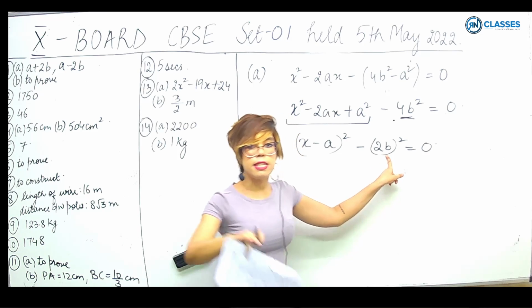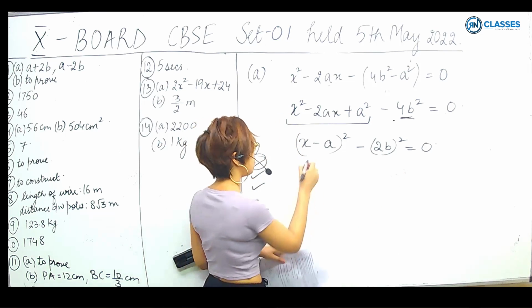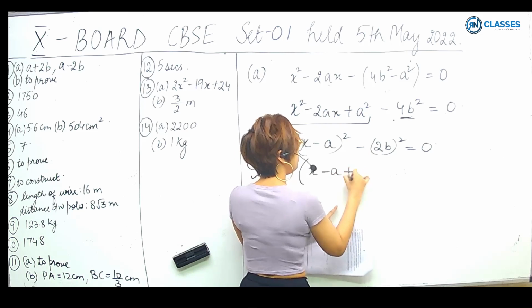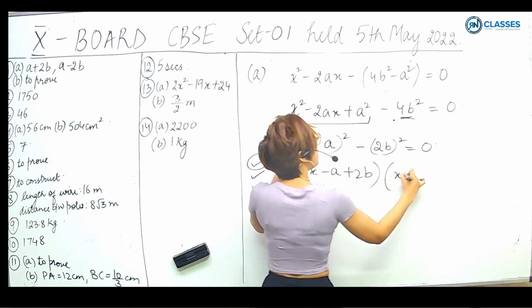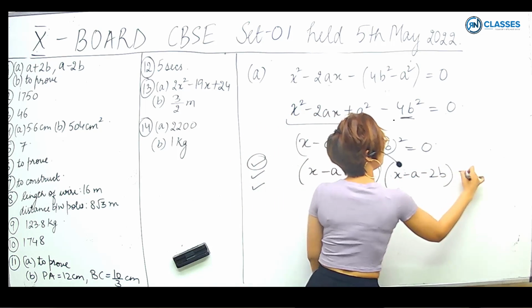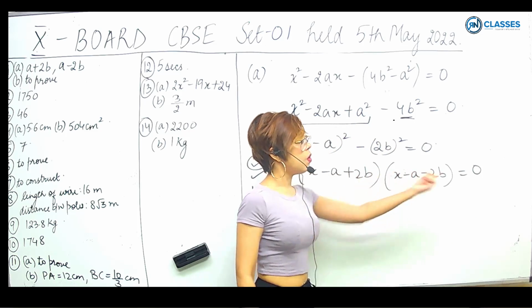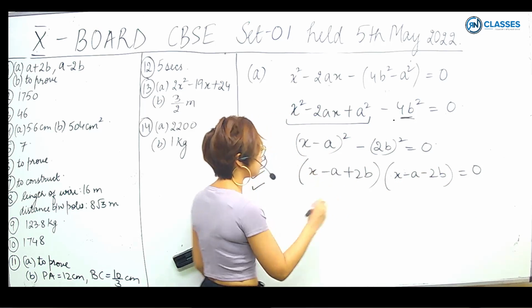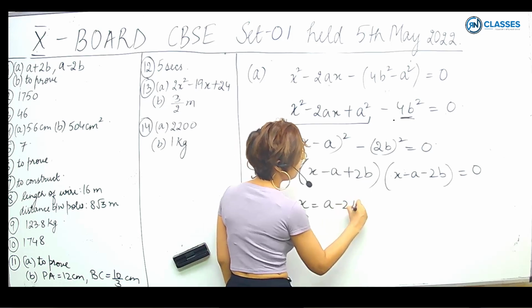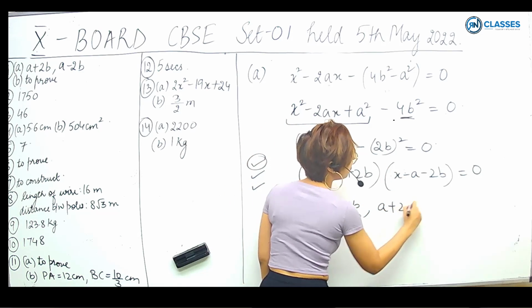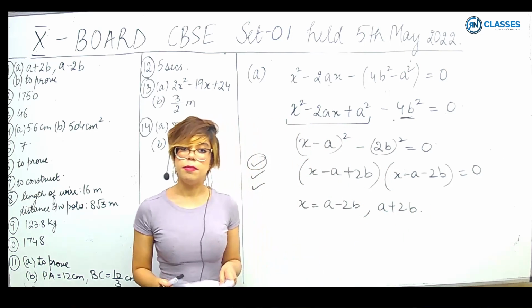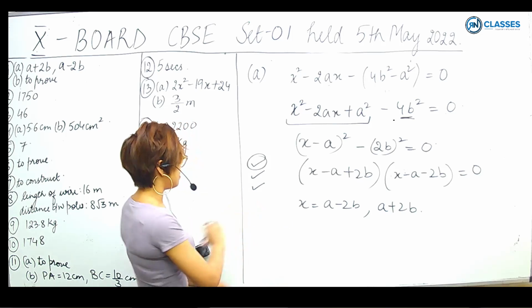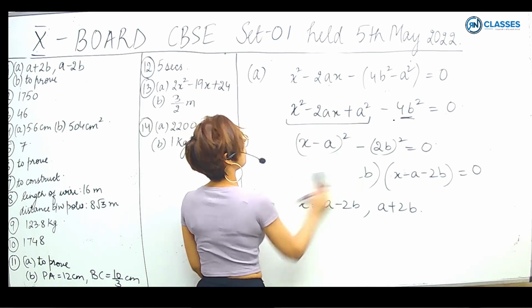Now, x square minus y square, we know the factors of this. x plus y into x minus y. So, x minus a plus 2b into x minus a minus 2b. Right? Either first is 0 or second is 0. So, I'll get two values of x. That is a minus 2b or a plus 2b. This is the answer.